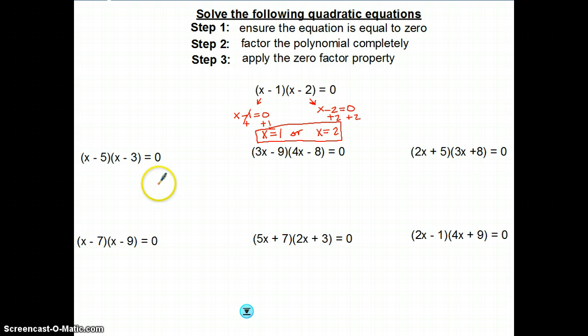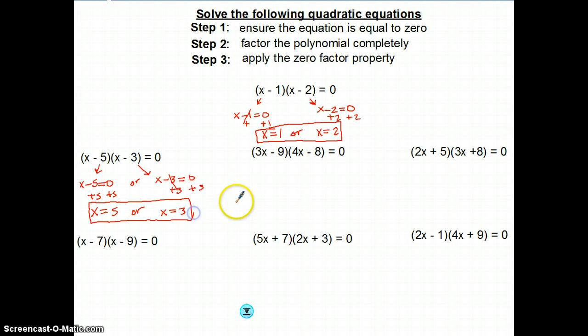Down on the left, I have two factors of this polynomial. They are multiplied together and the product is 0. So what I'm going to do is set each factor individually equal to 0 and solve. So x minus 5 equals 0, or x minus 3 can equal 0. Adding 5 to both sides on the left, I find x equals 5, or on the right, when I add 3, I find that x can equal positive 3. And these are two solutions to your quadratic above.